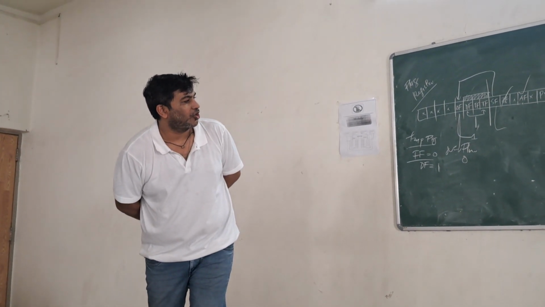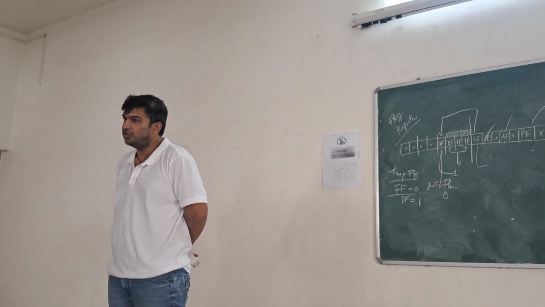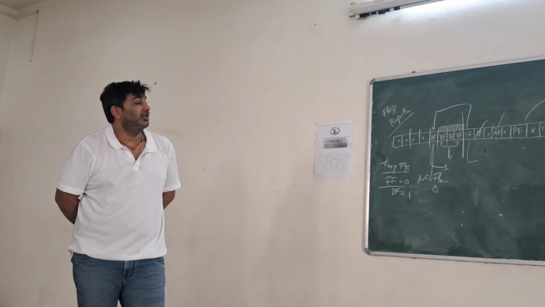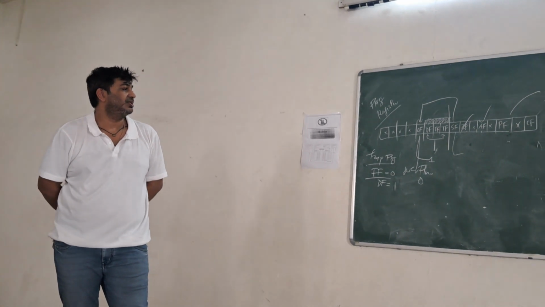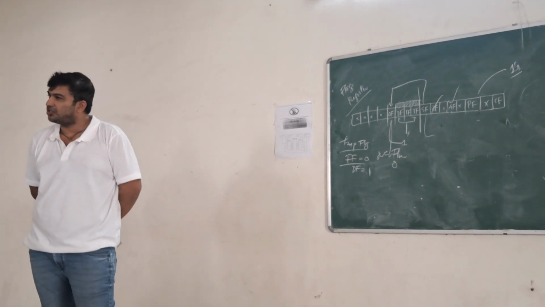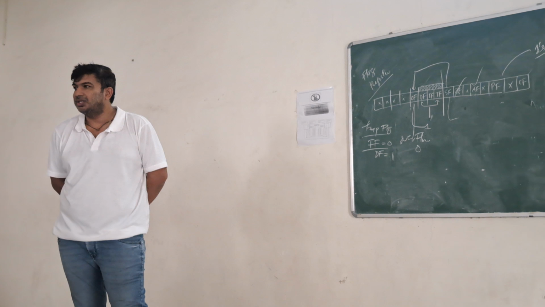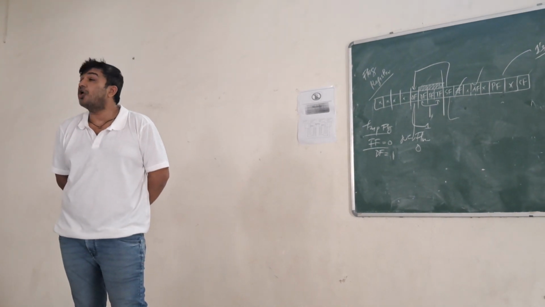how many 1s are there in the parity? 3, 4, 5. Odd number, so it is 0. Done. Then what remains? Sign flag. Whatever is your MSB, that is your sign flag. 0. Overflow, no overflow, 0. All flags are 0.